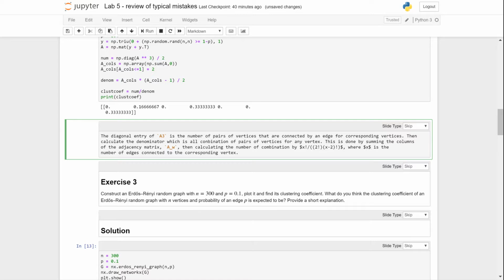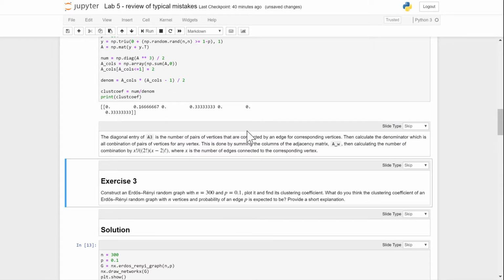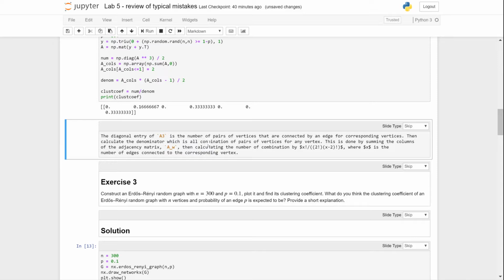X is the number of edges. Oh, by the way, in this text, X is the number of edges connected to the corresponding vertex, which is the degree of a vertex. And in the code, X was the vectorized version of the factorial function. So it's really hard to understand solutions when there is such a mess with notation. Well, anyway, now we at least fix the formatting.